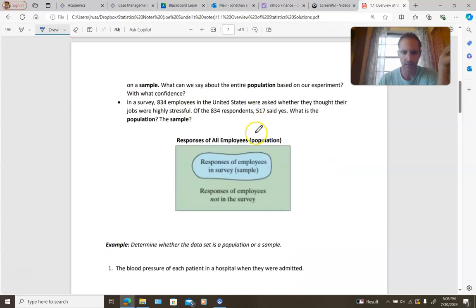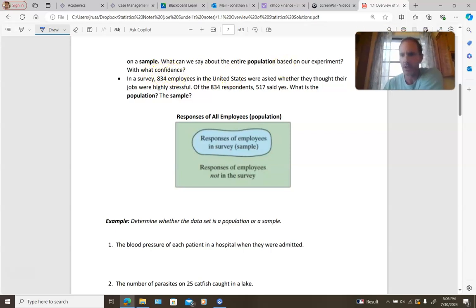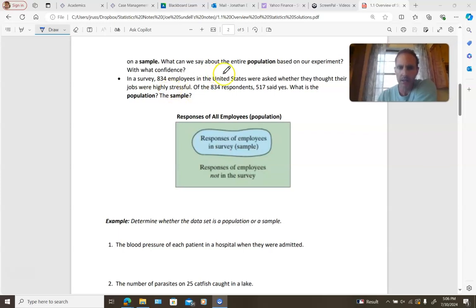All right, so let's look at an example here. It says in a survey, we've got 834 employees in the U.S., and they were asked whether they thought their jobs were highly stressful. So of the 834 respondents, 517 said yes. Okay, so what is the population and what is the sample? Well, the population would be all employees in the U.S., okay? So if you look right here, this rectangle represents the population, all employees.